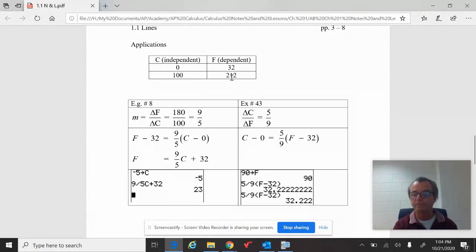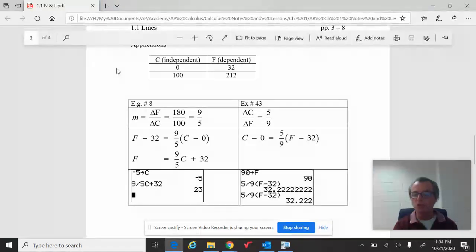So we start with a t-chart where the first line is freezing. Celsius is 0, Fahrenheit's 32. Second line of the t-chart is boiling. Celsius 100, Fahrenheit's 212. So the slope, the change in Fahrenheit divided by the change in Celsius, would be 212 take away 32 over 100 take away 0, which would be 9/5.